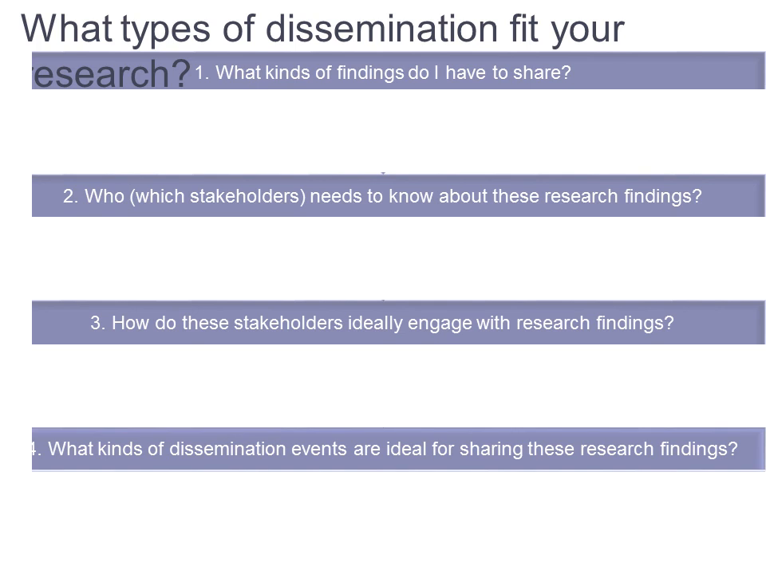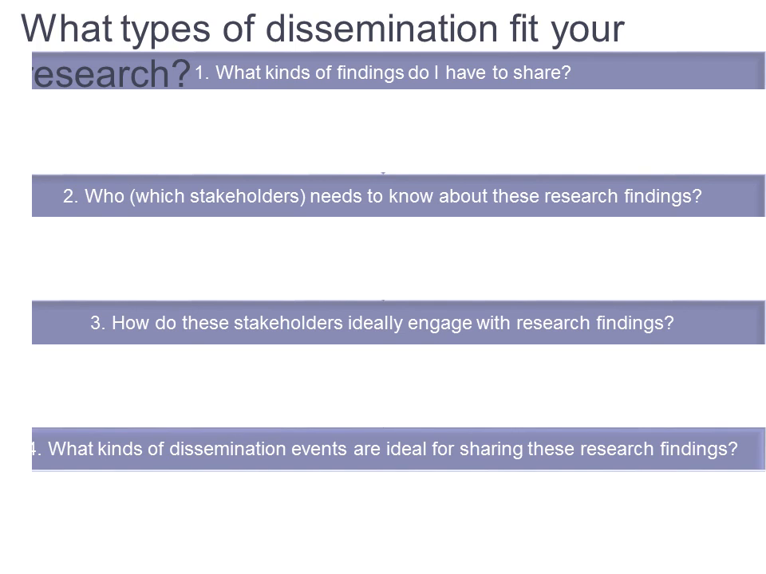But first you need to figure out what kinds of findings do you want to share? So you may not want to share everything about a particular project. Maybe there are highlights, or it may be that different audiences care about different things. And then which stakeholders need to know about these research findings? And then how do these stakeholders ideally engage with these research findings? Some of them are going to be perfectly fine reading a newsletter and even reading the article, because sometimes your stakeholders are other academics. So if that's the case, you don't really need to create a special newsletter for them.